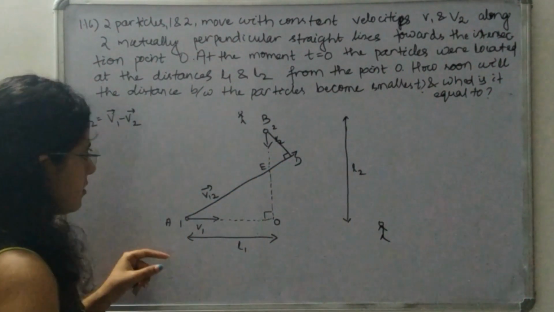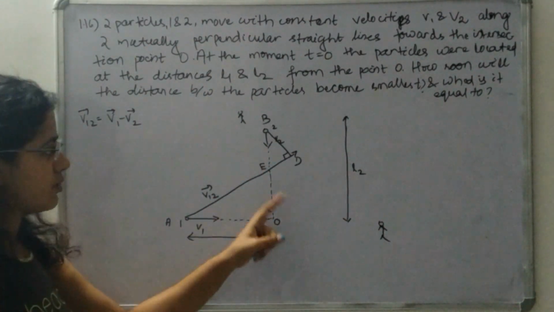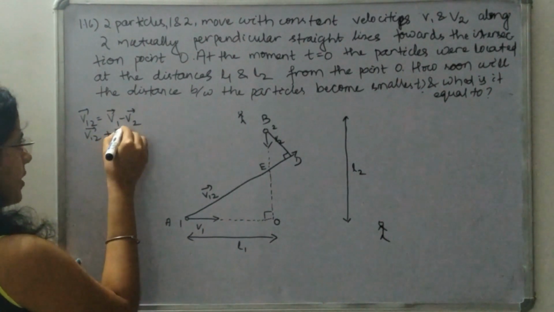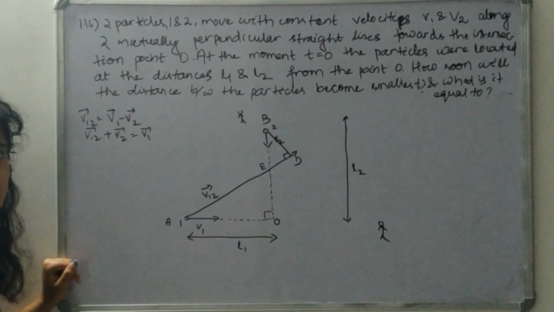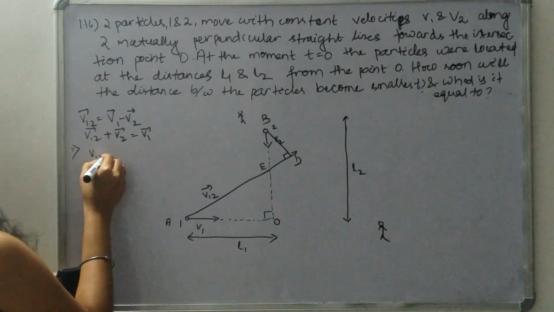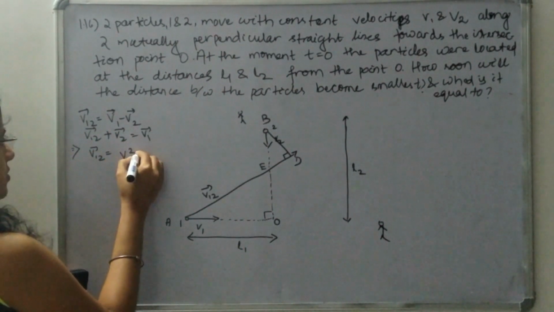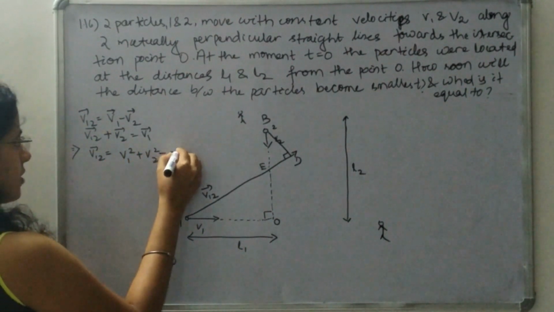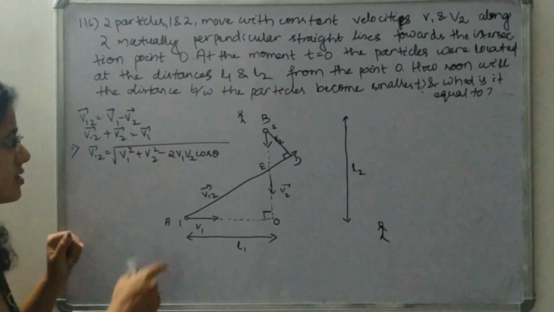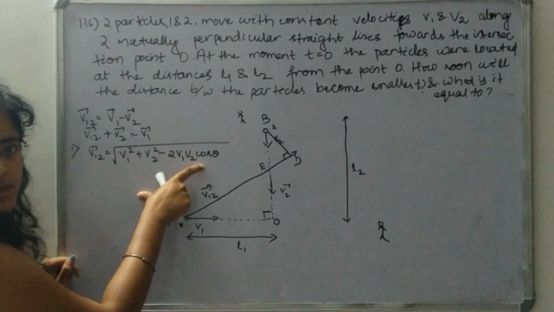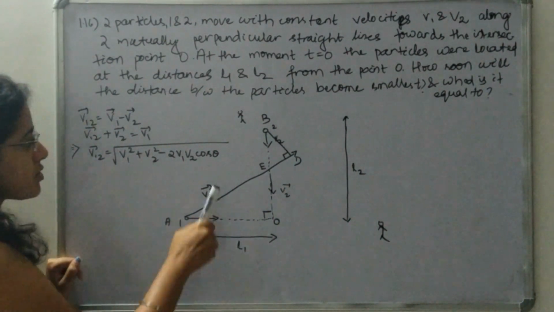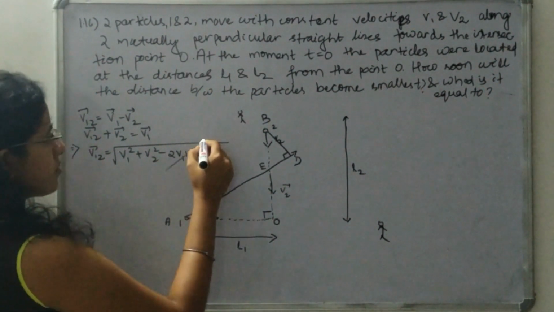Okay, so for this right angle triangle, that is AOE, V12 vector plus V2 vector is equal to V1 vector. That is the triangle law of vector addition. So the magnitude of V12 is how much? It is the square root of V1 square plus V2 square minus 2V1V2 cos theta, where theta is the angle between V1 vector and V2 vector. This angle is 90 degrees, so cos 90 degrees is 0, so this term is 0.